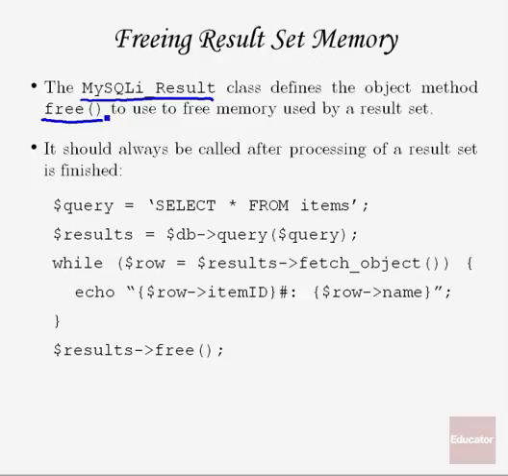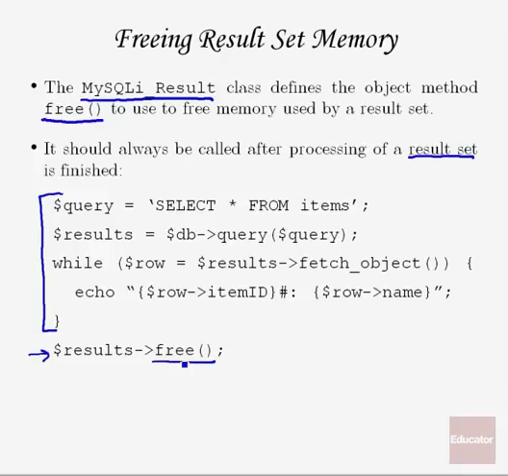The way you do that is you call the free method on your MySQLi_result object when you're done using it, and that frees the memory. And you should always call this after you're done processing a result set, just for the reason of freeing up your resources. So for example, this is the same section of code from our last slide on fetch object, except now at the end we've added this method call free.